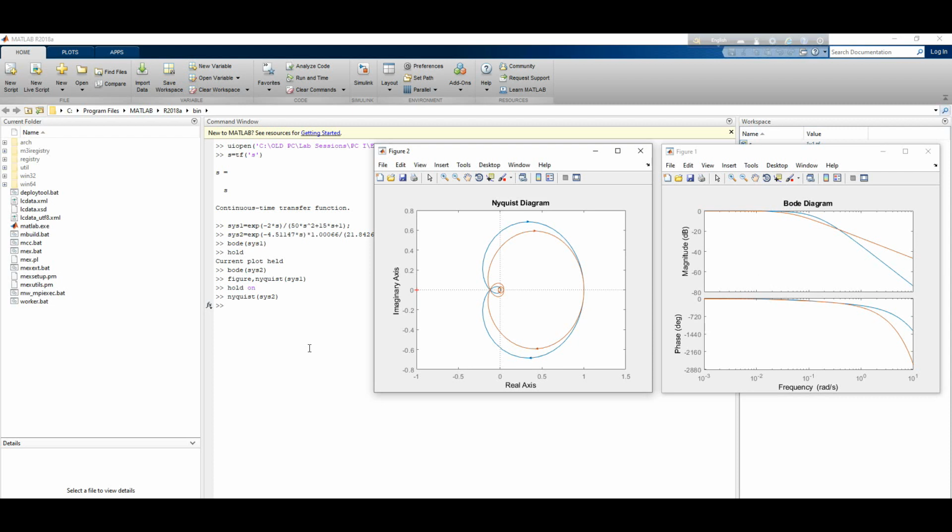So for the first order system as well as for the second order system, we have done the modeling part and determined the process parameters, right?